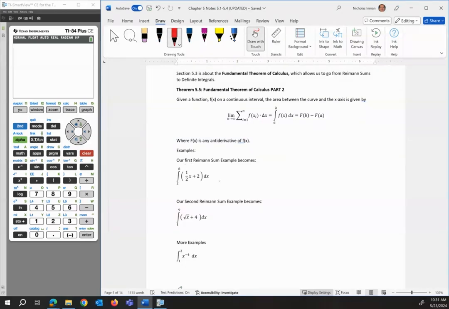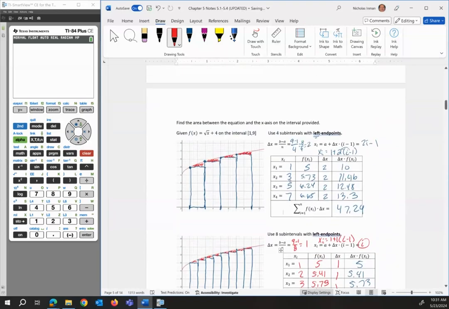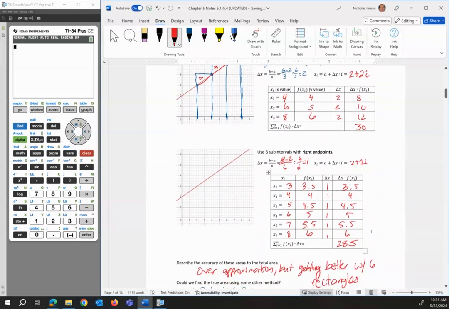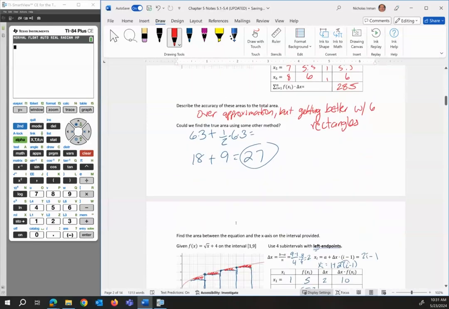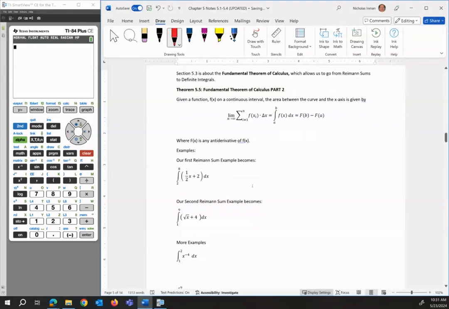So the first example we did, up here, it was 1/2 x plus 2. We were getting an area like 28.5, and we said we got to 27. To do this with the fundamental theorem of calculus, we just have to have an antiderivative.